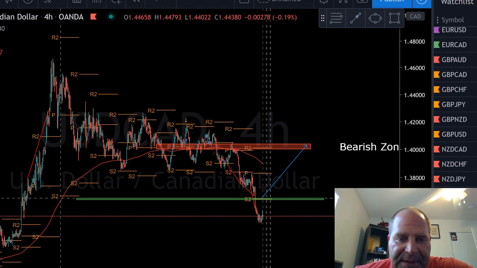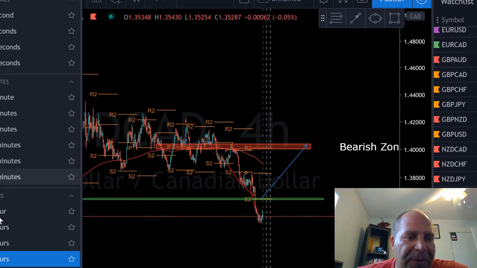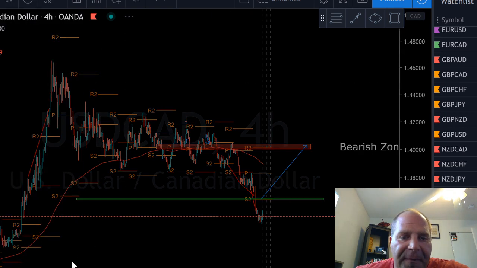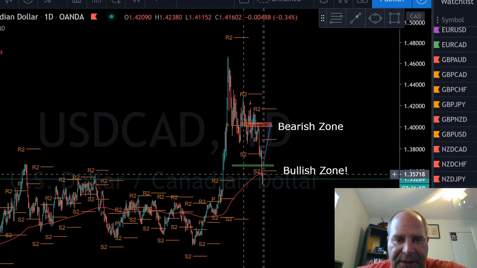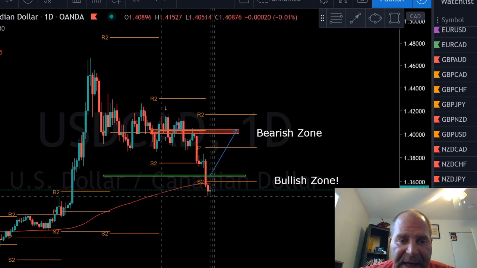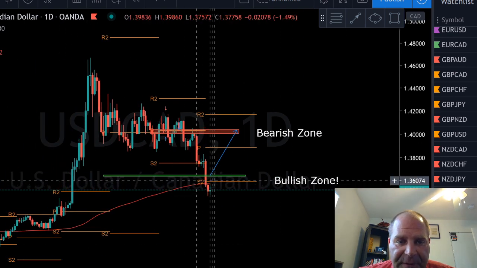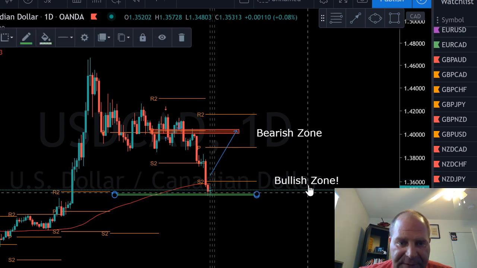Okay, good old USD CAD. All right, guys. So early in the week, I predicted price to get to S2 here, or this 200 period moving average. And you can see we've stalled out there. We have stalled out.